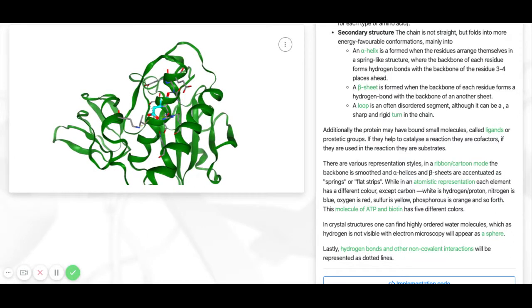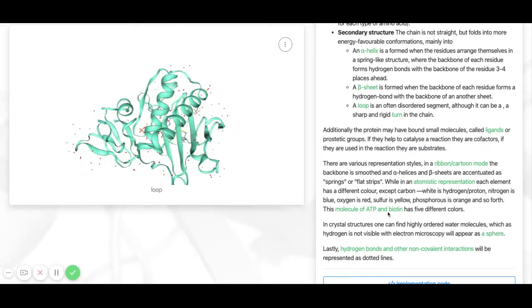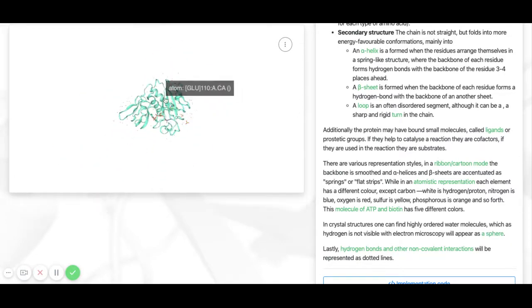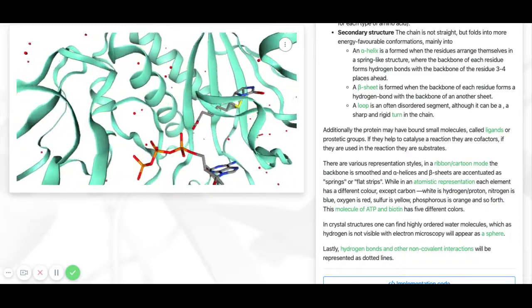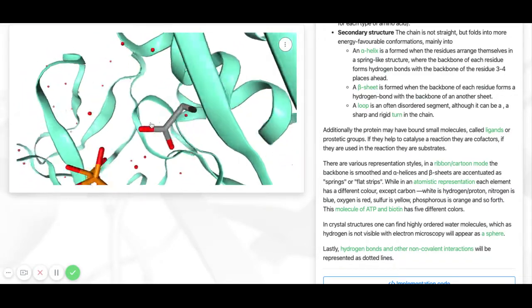And one thing that is worth pointing out is that in crystal structures, sometimes you've got waters which are coordinated in such a way that they actually are part of the crystal. They're solid, they don't move. And as a result, you will see waters in your protein crystal. And as you can see over here, there's lots of oxygens.